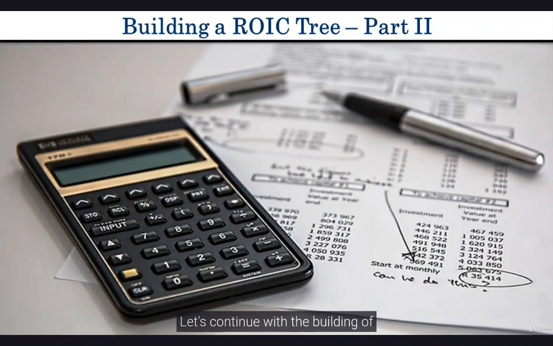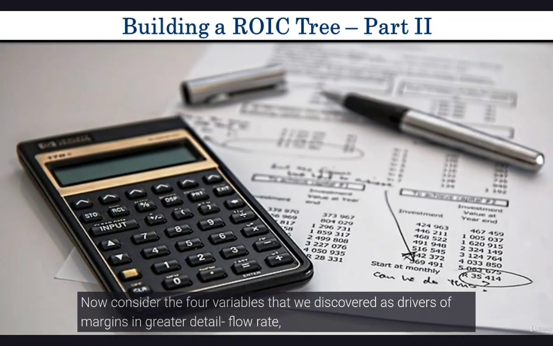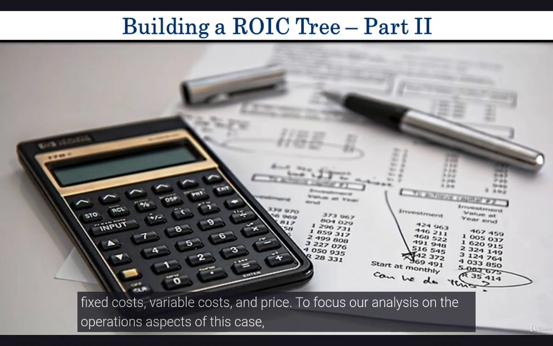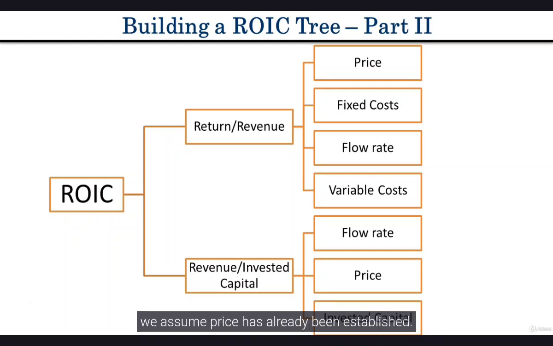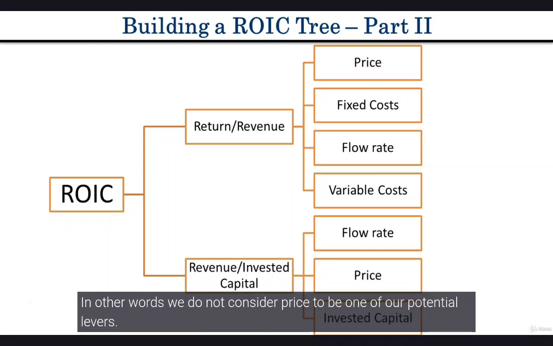Let's continue with building a return on invested capital tree. Now consider the four variables that we discovered as drivers of margins in greater detail: flow rate, fixed costs, variable costs, and price. To focus our analysis on the operations aspects of this case, we assume price has already been established. In other words, we do not consider price to be one of our potential levers.